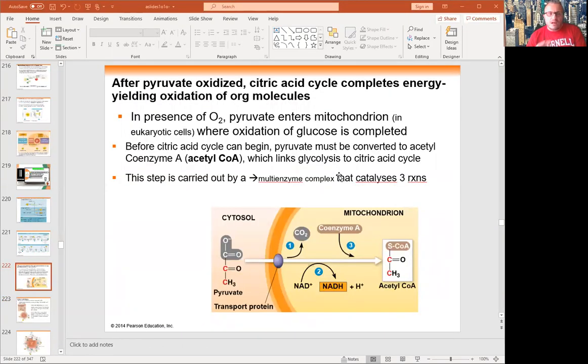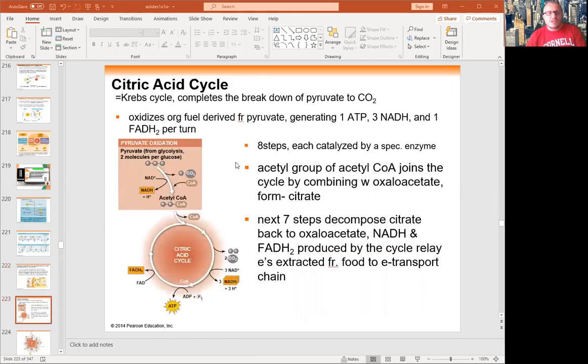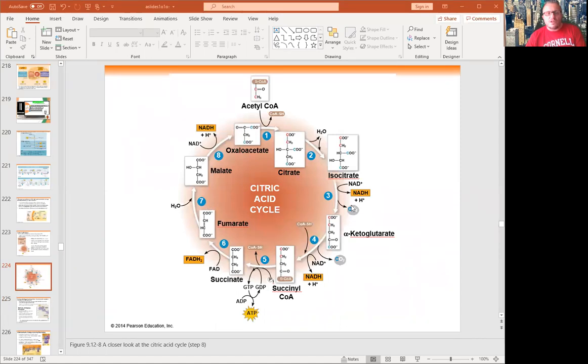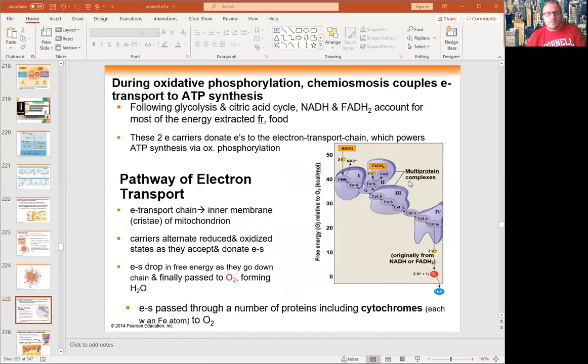After pyruvate is oxidized, the citric acid cycle completes these energy yielding processes. So everything moves inside as acetyl-CoA now. The citric acid cycle, also called the Krebs cycle, breaks down the pyruvate to CO2. You can see here pyruvate is converted to acetyl-CoA, and then that gets inside the citric acid cycle. There are 8 steps, each catalyzed by a specific enzyme, and it's fully shown here in this picture of the citric acid cycle. So during oxidative phosphorylation, chemiosmosis couples electron transport to ATP synthesis.